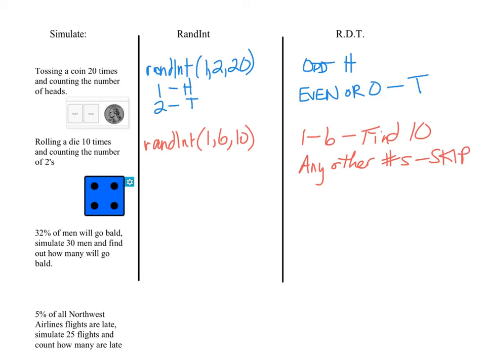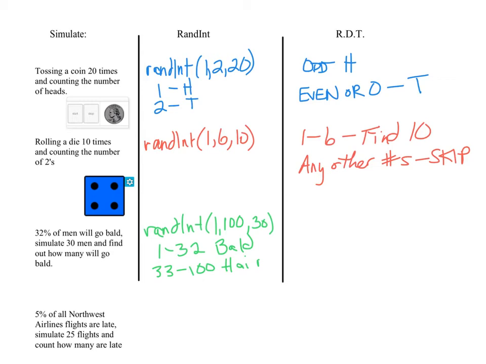All right, 32% of men will go bald. Simulate 30 men. All right, so this is kind of similar to the Joe Mauer example we did in the last lesson. To simulate on our calculator, easiest way, we do rand int. Maybe do 1 to 100. And I said simulate 30 men, so 30. And we'd say, well, 1 to 32 is bald. I'm just going to put a B. 33 to 100, I'm going to put an H for hair. They don't go bald. Okay?